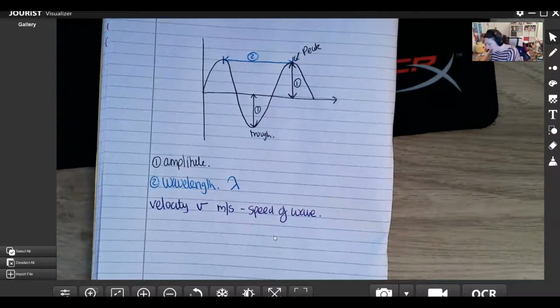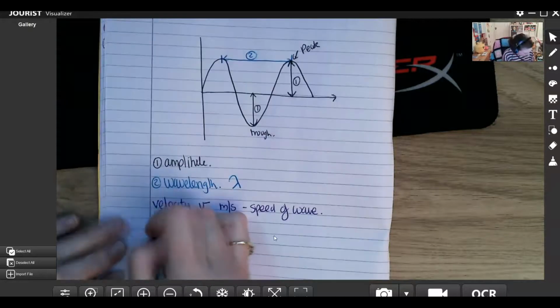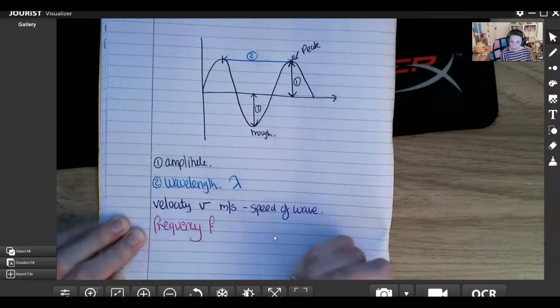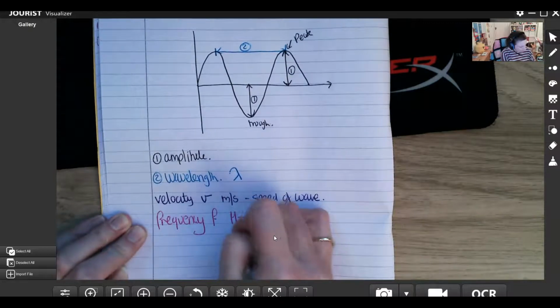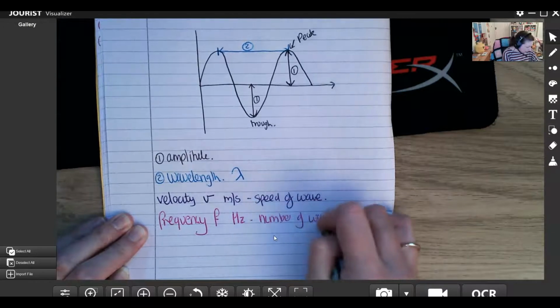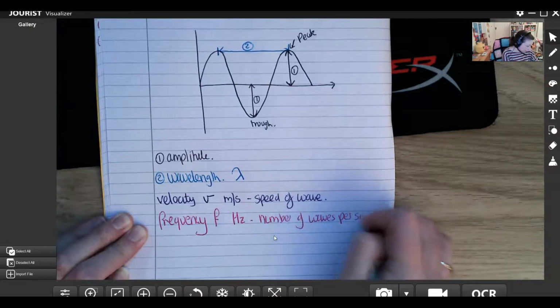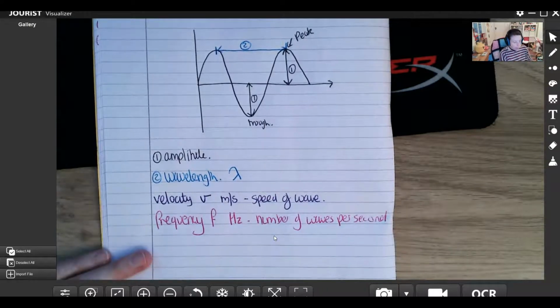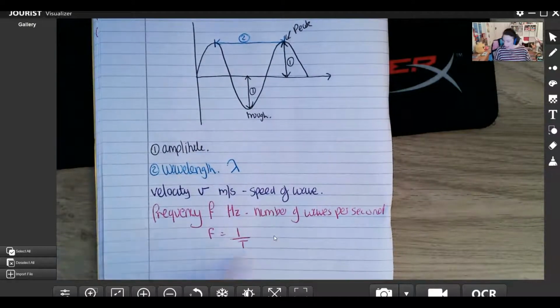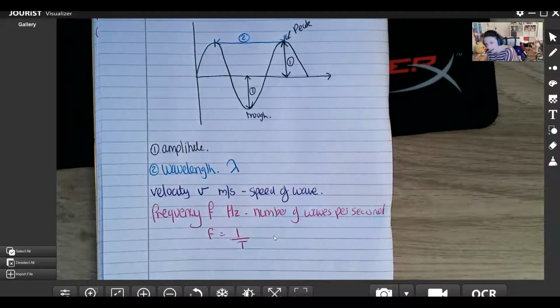You might also get asked about the frequency. So the frequency of the wave is given the symbol F. Okay, it's measured in hertz, Hz, and it is the number of waves per second. And there is an equation for it which you'll be given, which is 1 over T. And this T is called the time period, and the time period is the time for one wave.